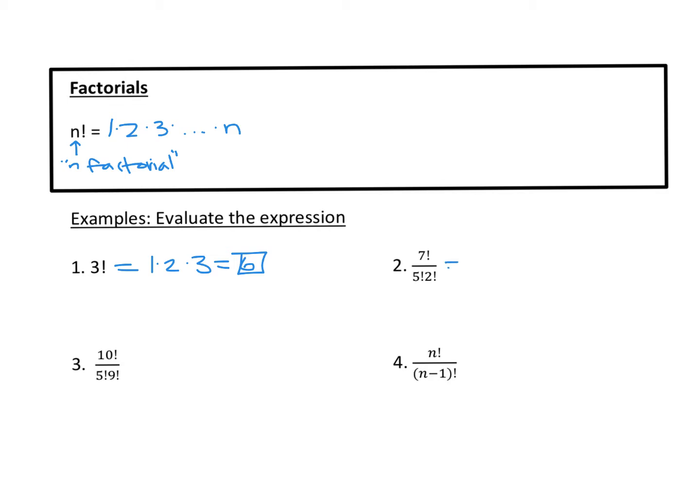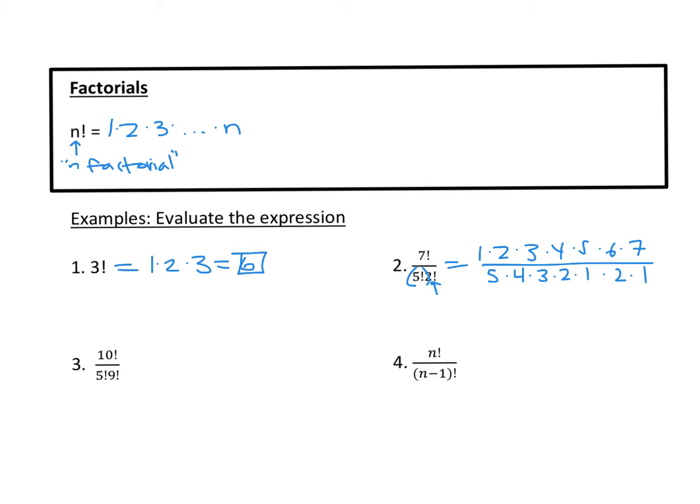So 7 factorial is going to be 1 times 2 times 3 times 4 times 5 times 6 times 7. 5 factorial we rewrite as 5 times 4 times 3 times 2 times 1. And 2 factorial is 2 times 1. So from here, there are 2 things that you can do to solve it. First thing you can do is take your calculator, multiply everything in the top row out, multiply everything in the bottom row out, and then divide them.